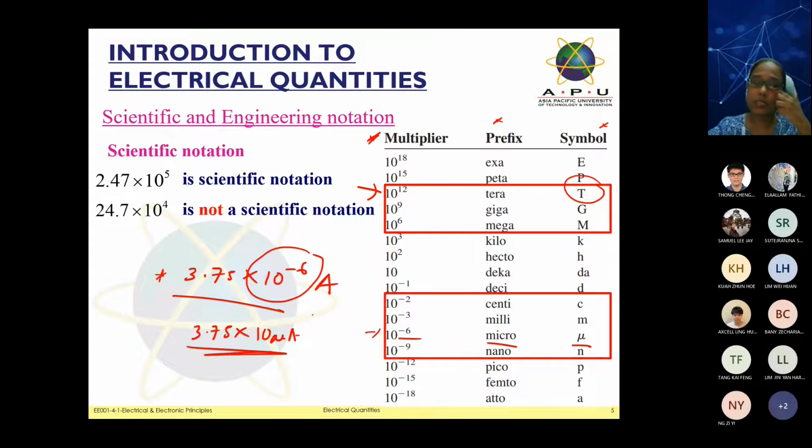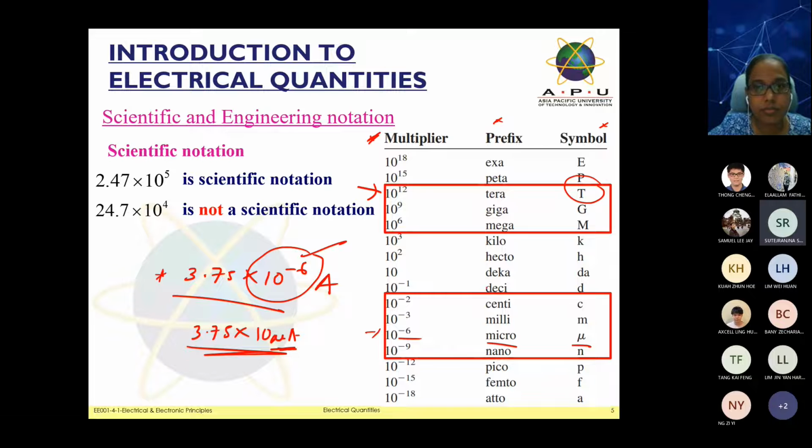Even though some will ask me, is it okay for me to leave my answers in this format? Of course you can. Your answer is still right. But when you learn this part, based on the symbols of scientific and engineering notation, it's better for you to convert to the symbols of a multiple, which we call a scientific unit. So take note, from the power of 18 to the power of minus 18, you have the prefix.